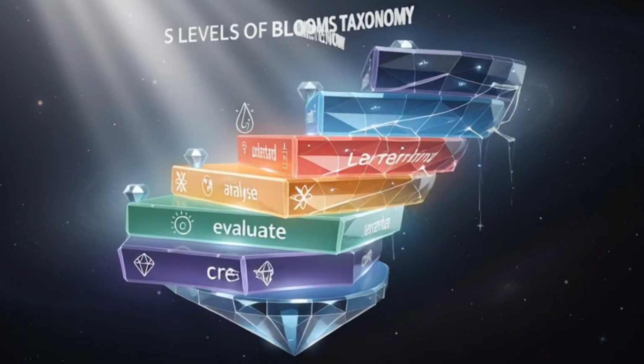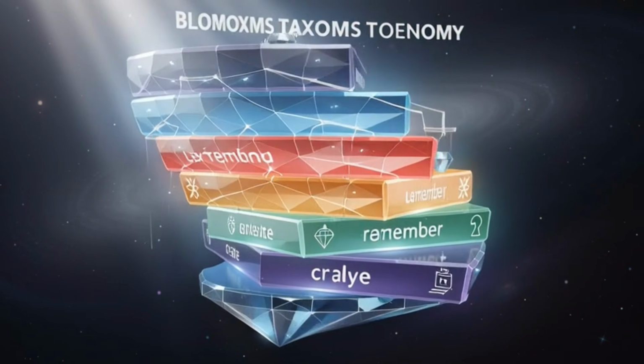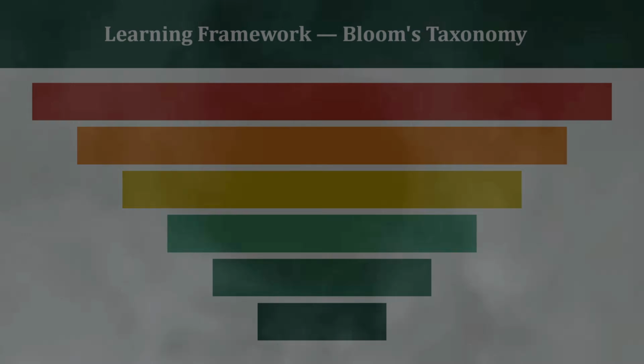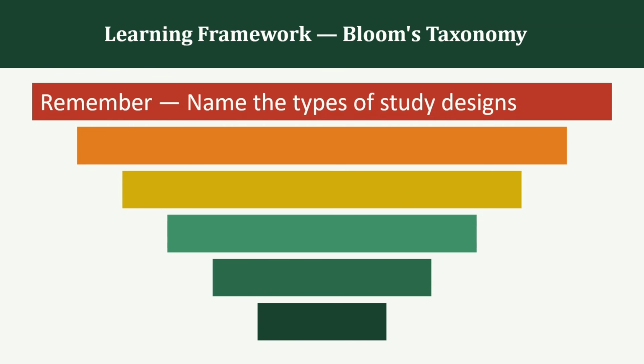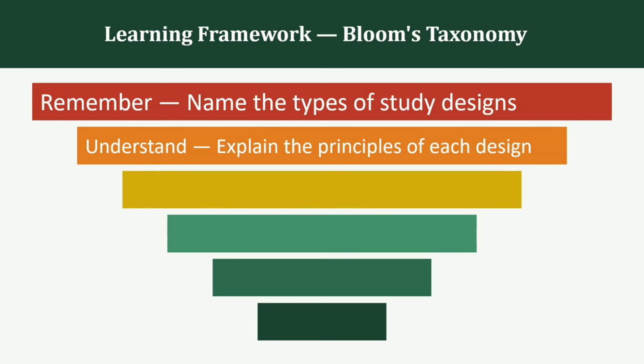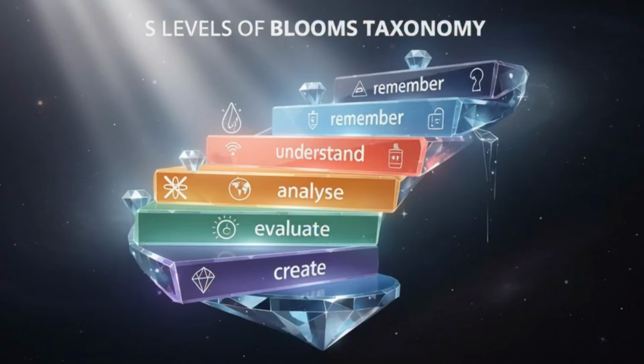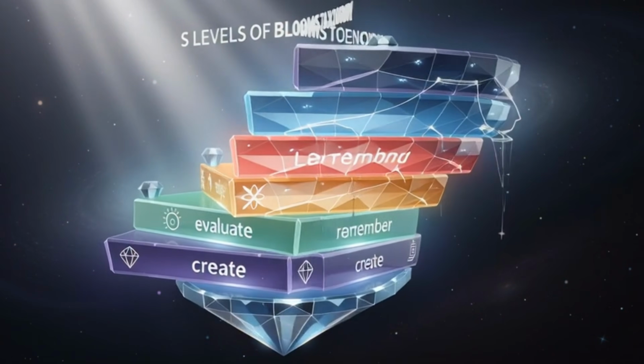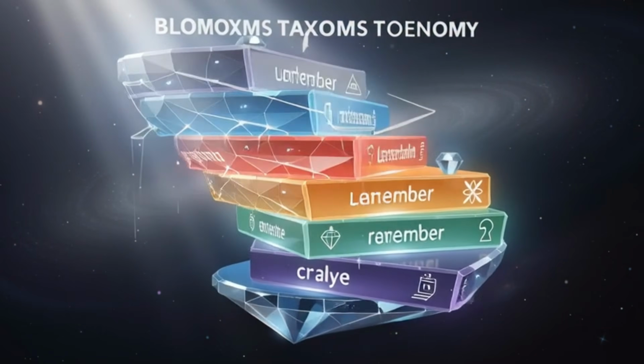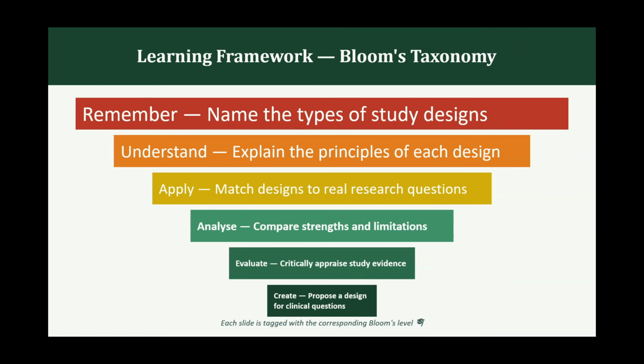We follow Bloom's taxonomy here, from simple recall to creative problem solving. Remember, name the types. Understand, explain principles. Apply, match designs to real questions. Analyze, compare strengths and weaknesses. Evaluate, judge evidence quality. Create, propose your own designs for a novel problem. Every slide is tagged with its Bloom's level, so let's start at the very bottom.